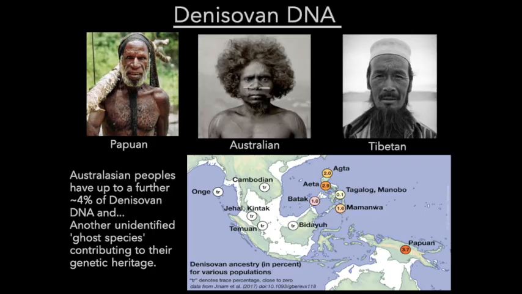Okay, the Denisovan story gets even juicier because just as all humans from above the Sahara in Africa have X amount of Neanderthal DNA, on top of that, peoples from Melanesia and Australasia, Australian Aboriginals, Papua New Guineans, some of the Andaman Islands, Melanesian islands, they have an extra up to 4% Denisovan DNA. A whole different species, again, thrown in there.